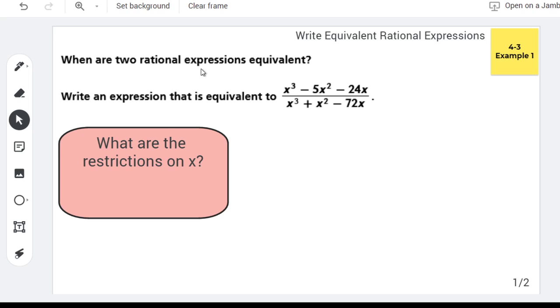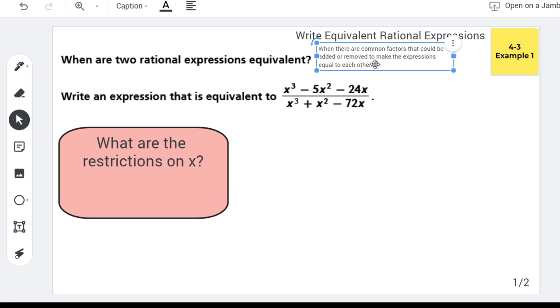So we're starting out, it says, when are two rational expressions equivalent? That's a question that people ask pretty regularly, and it's good to know what they're asking. My answer would be when there are common factors that could be added or removed to make the expressions equal to each other.